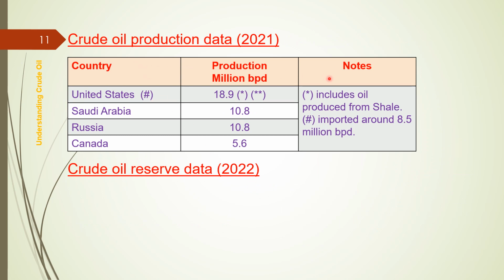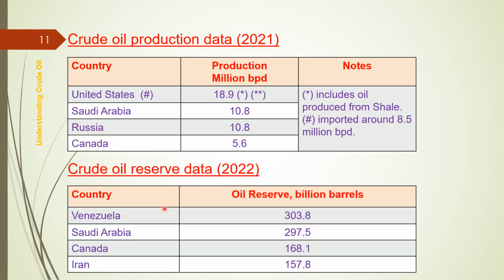This table shows the crude oil production data for 2021. Highest production was by the United States, followed by Saudi Arabia, etc. And crude oil reserves 2022 data. Venezuela has the highest amount of crude oil reserve, which is 303.8 billion barrels, followed by Saudi Arabia, Canada, and Iran.